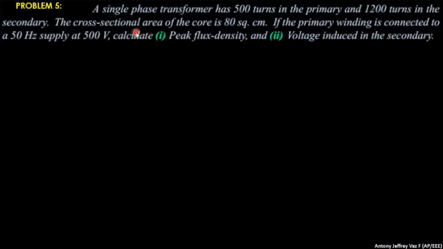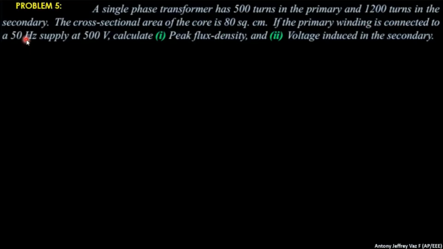And this one is the last problem. A single phase transformer has 500 turns in the primary and 1200 turns in the secondary. The cross-sectional area of the core is 80 square centimeters. If the primary winding is connected to a 50 Hz supply at 500 volt, calculate peak flux density and voltage induced in the secondary. So, you know the turns ratio.